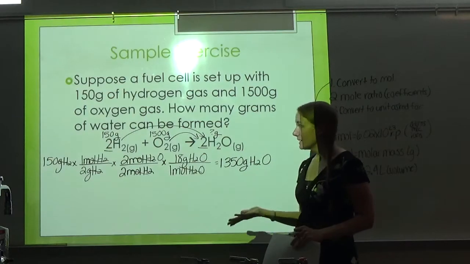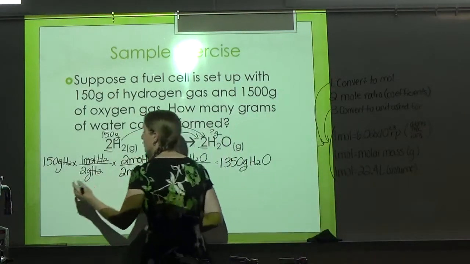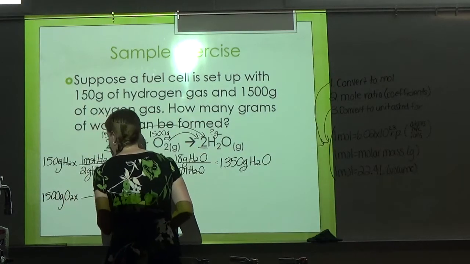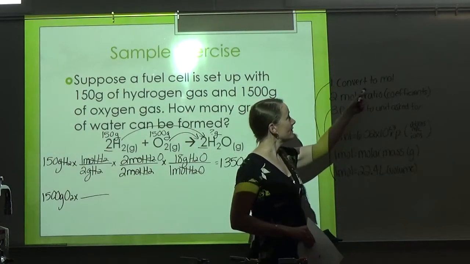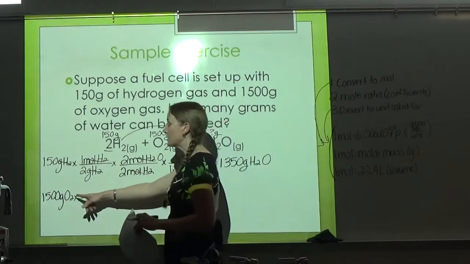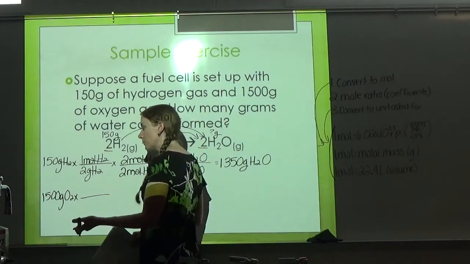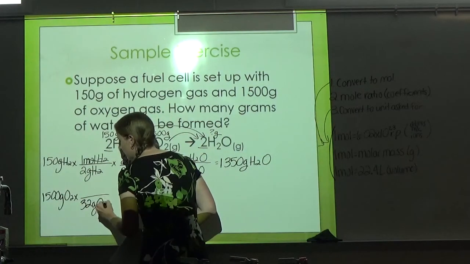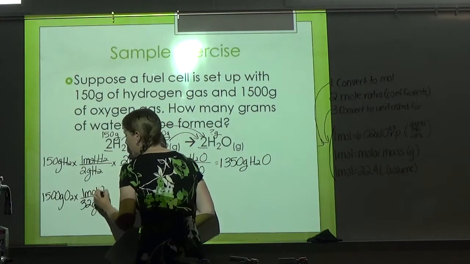All right, so let's look at oxygen. So now we're going to start with our 1,500 grams of oxygen. And so step one, of course, is to convert to moles. Well, since I have grams, I'm going to use molar mass. So oxygen 16 times 2, or 32 grams per mole. So since I have grams on top, I'm going to put my 32 grams on bottom and my 1 mole on top.